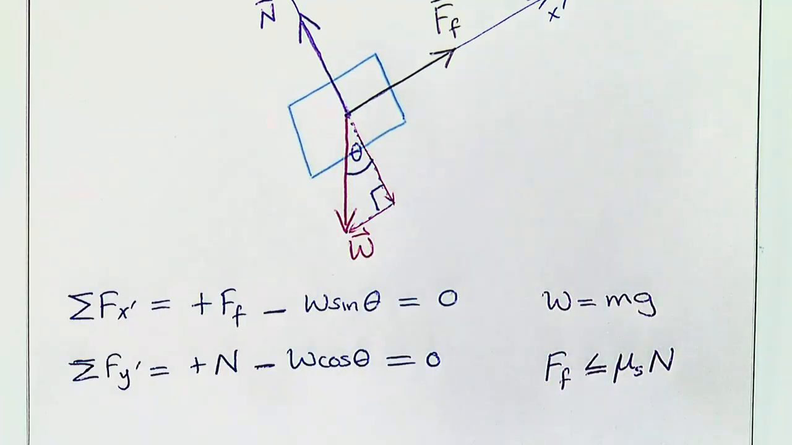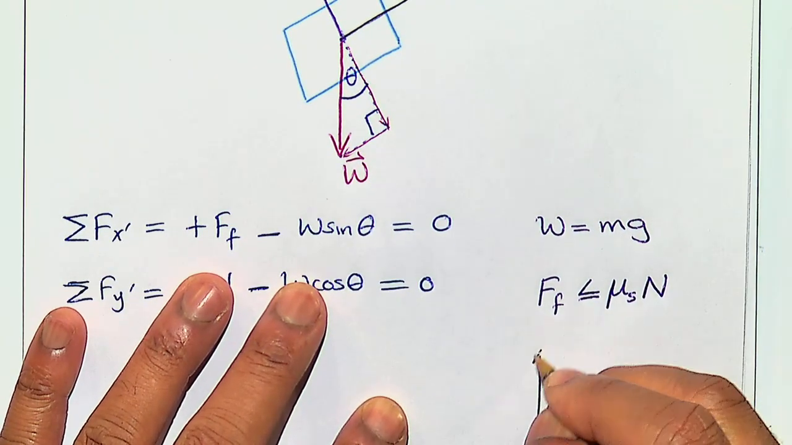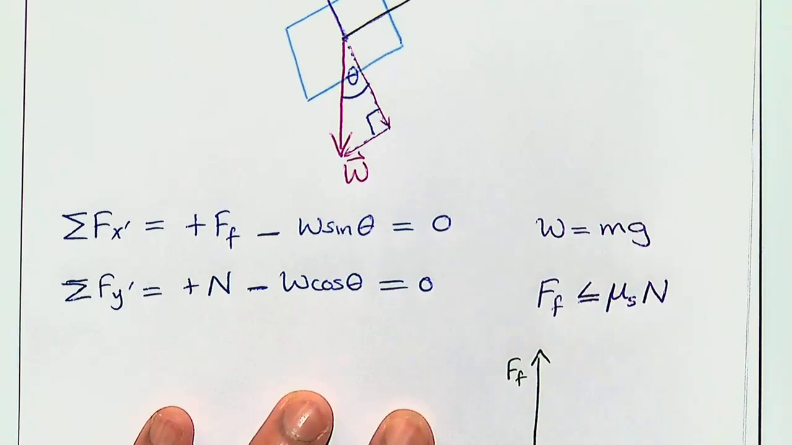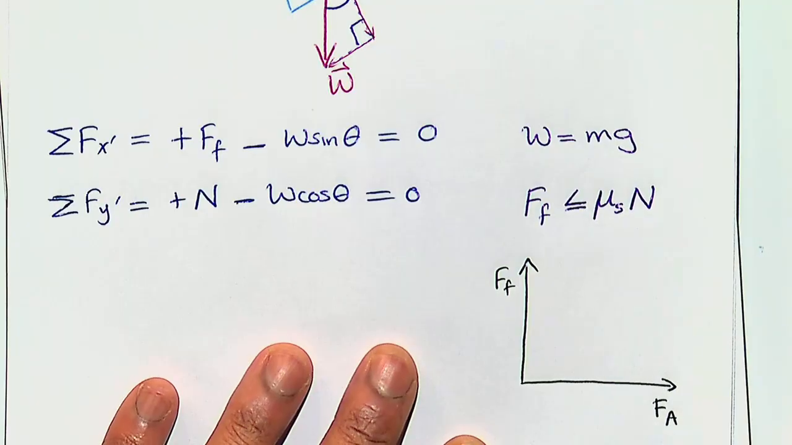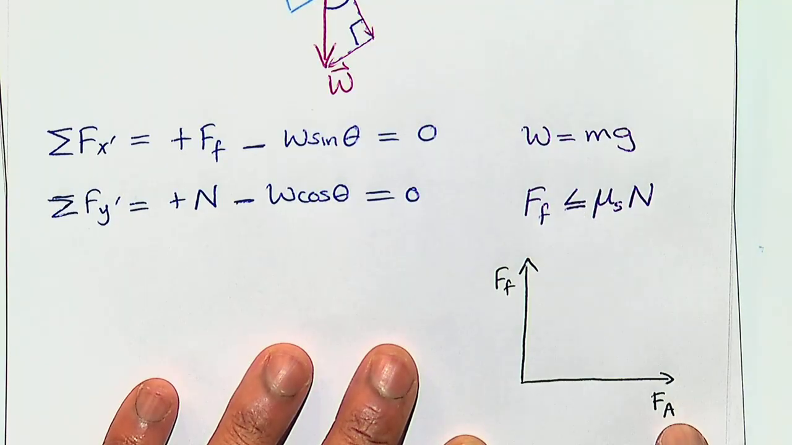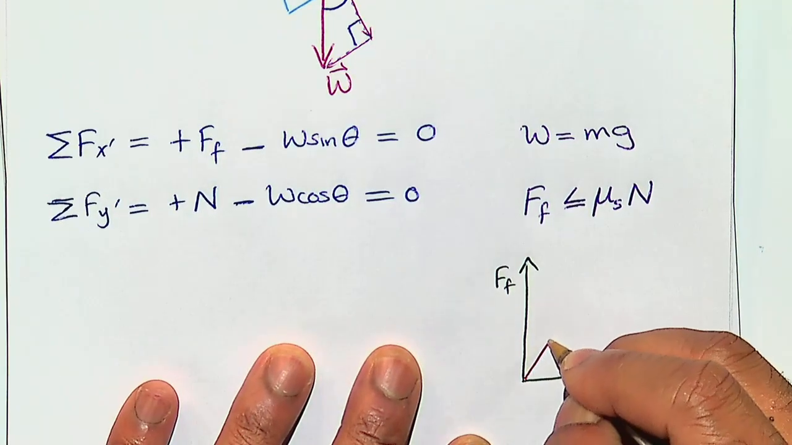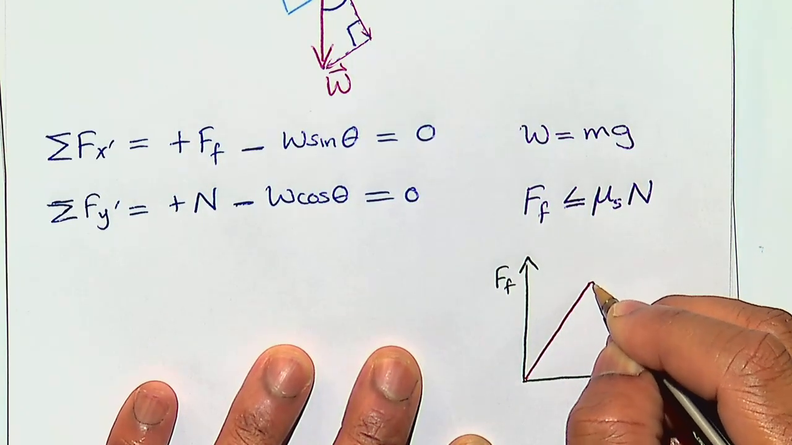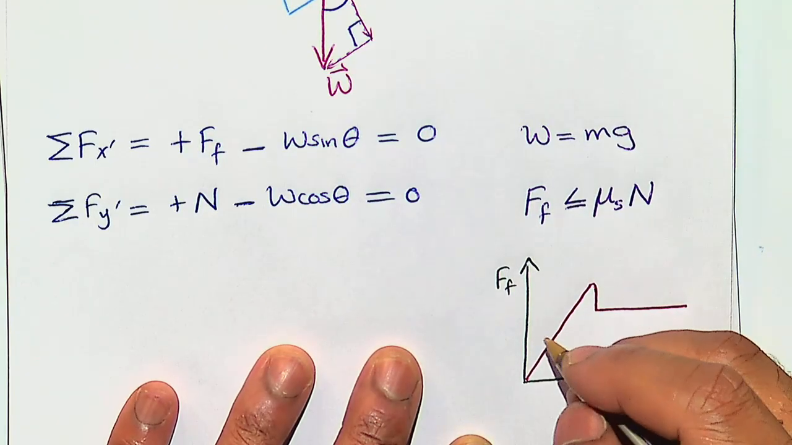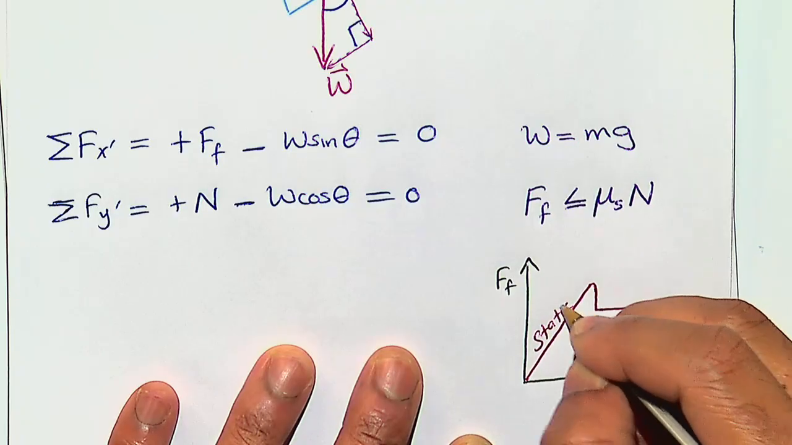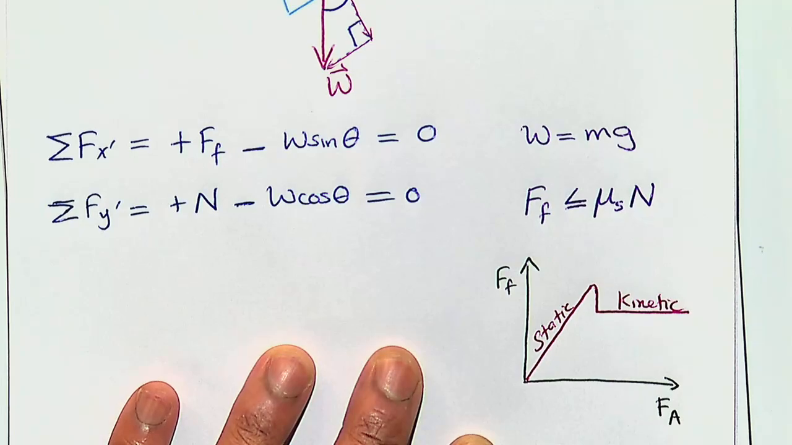So if you were to plot the force of friction that you get based on the force applied, so you're pushing on an object and there's some friction, the plot for this will look something like this. It'll rise, rise, rise, and then it'll fall, and then stay constant. Okay, so this part is the static friction part, and this is the kinetic friction part.